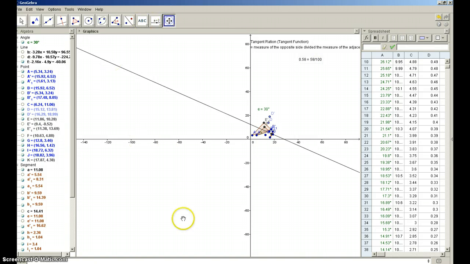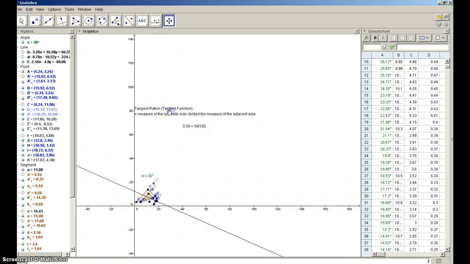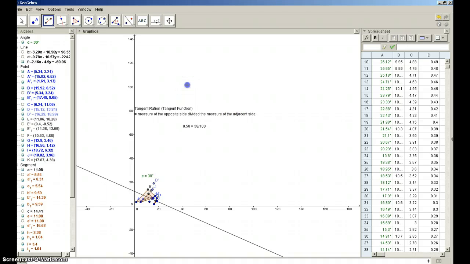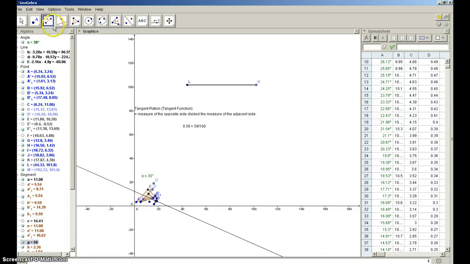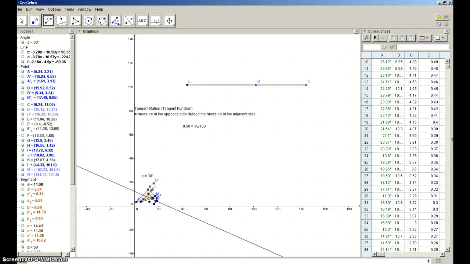The reason I'm changing the scale is because we're going to create two sides that measure 58 over 100, and we're going to connect them. So here we go. We're going to make a segment with a fixed length, and this length is going to be 58 units long. And now we're going to make another segment with a fixed length that is 100 units long. And we're going to adjust them, okay? So here goes the 100 unit one.